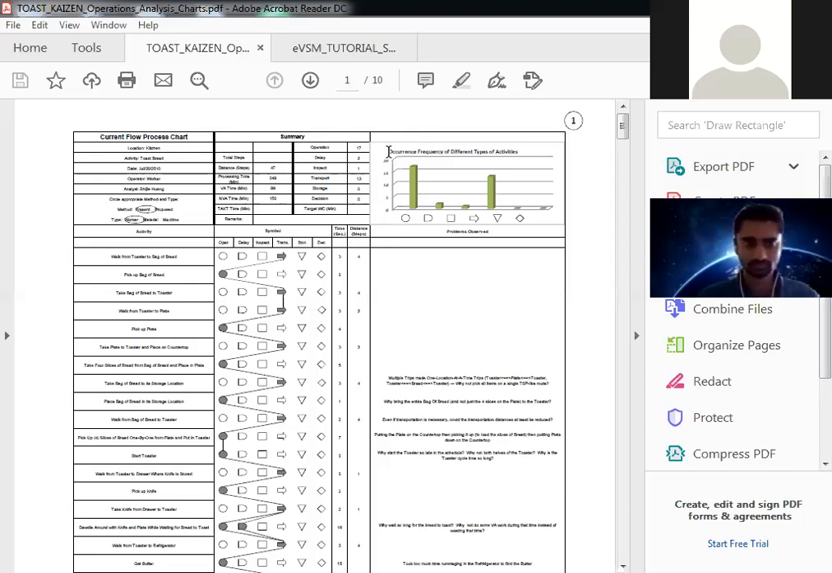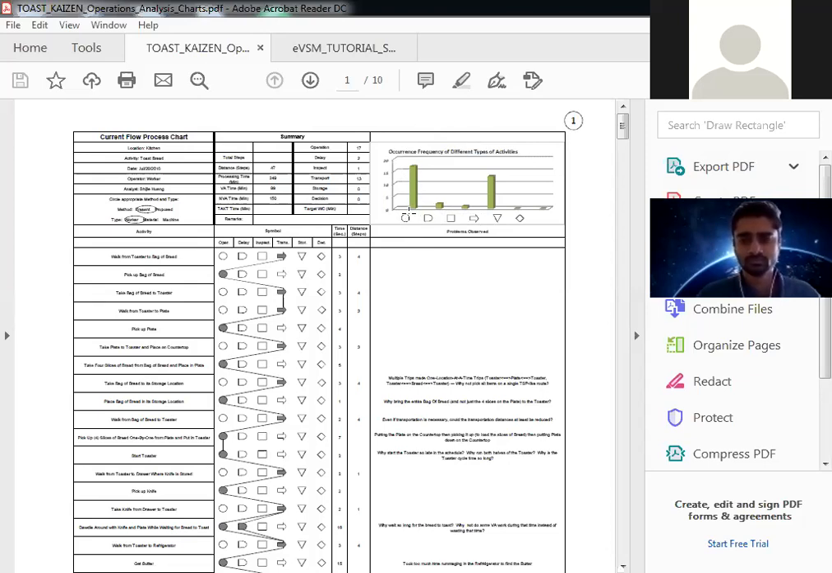What you see over here is a summary of the entire process. So you can see number of operation steps, number of delays, number of inspection steps. This is slightly offset, again, God bless Excel. But you can see that over here at the bottom are the different activity elements that typically are recorded in a manual process. And this is a summary.